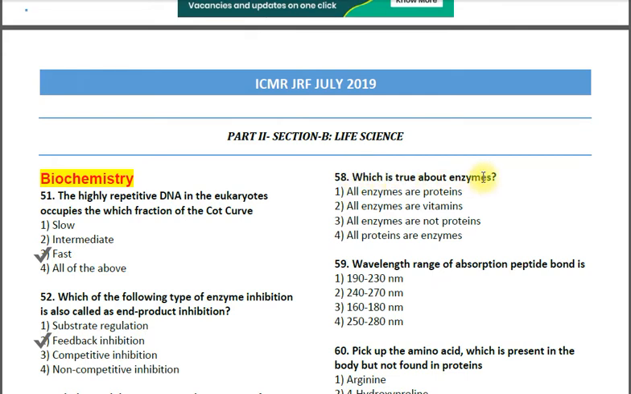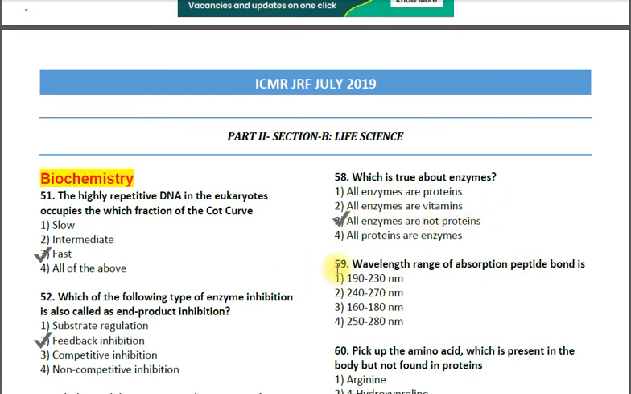Next question, question number 58. Which is true about enzymes? All enzymes are protein. All enzymes are vitamins. All enzymes are not proteins. All proteins are enzymes. This is a tricky question and the answer is option 3, all enzymes are not proteins. Some of you must have said all enzymes are proteins. It could be true, but there is one exception, which is the ribozymes. Ribozymes are not proteins. Actually, these are RNA sequences. So the correct one is all enzymes are not proteins.